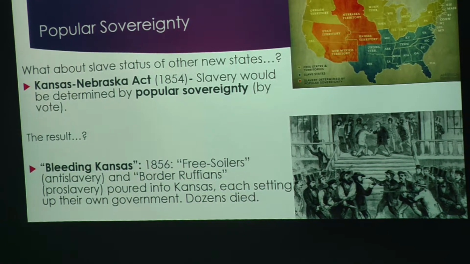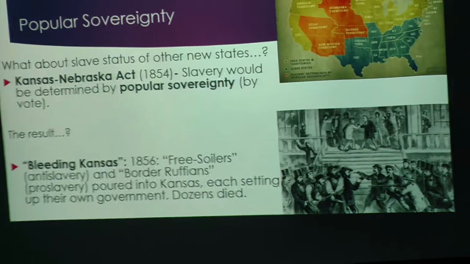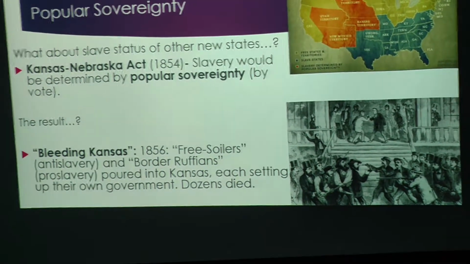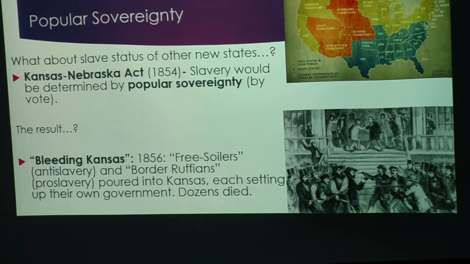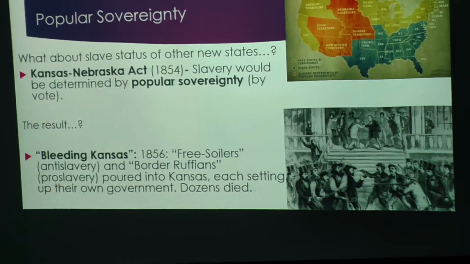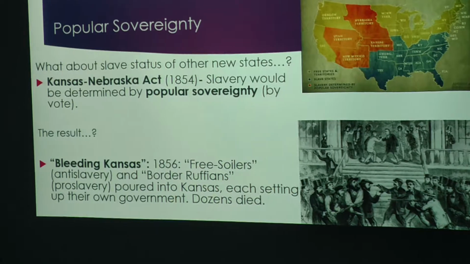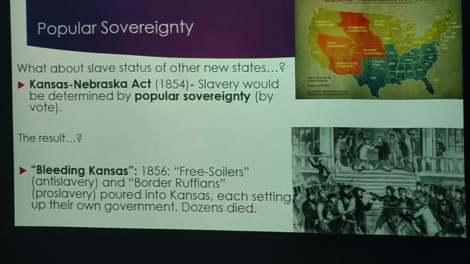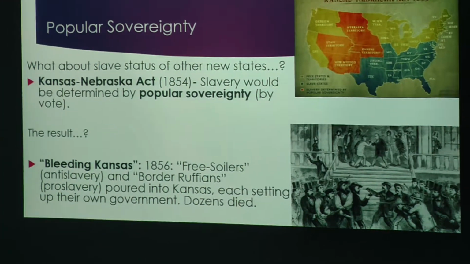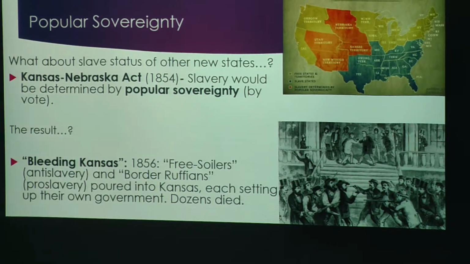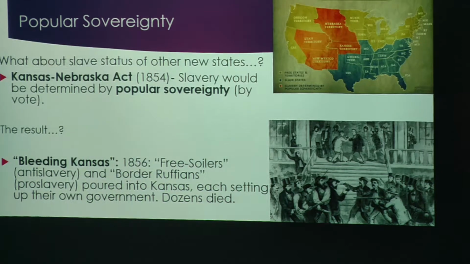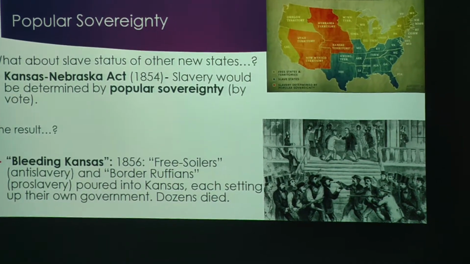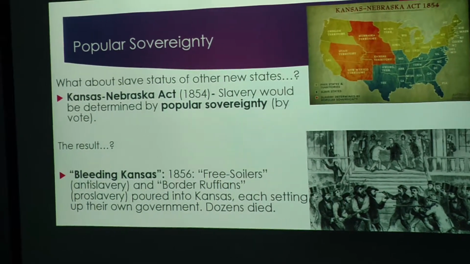The result of this is going to be Bleeding Kansas in 1856. You're going to have Free Soilers, an anti-slavery political party, and the Border Ruffians, pro-slavery people. They're going to come into Kansas from all over. They're going to set up their own governments, pro-slavery governments. We're going to have pro-abolition governments, and neither side is really going to be able to gain much of an edge. There's going to be a lot of fighting because the tensions are going to be through the roof. And so that's what's going on here with the Kansas-Nebraska Act and Bleeding Kansas. A lot of tension, a lot of nastiness.